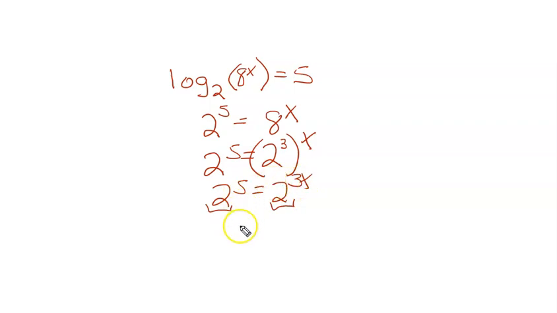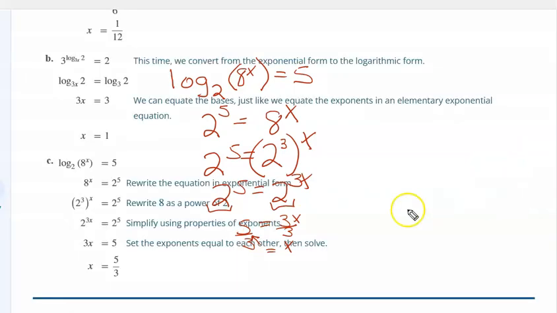So our exponents should equal each other. This would be 5 equals 3x. Divide both sides by 3. We get x equals 5/3. And if we look at what's there, we get x equals 5/3. And this was the protocol.